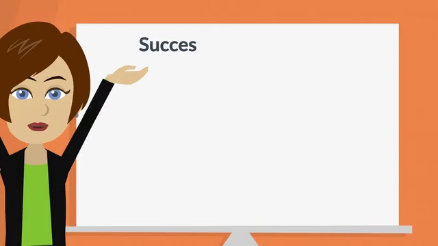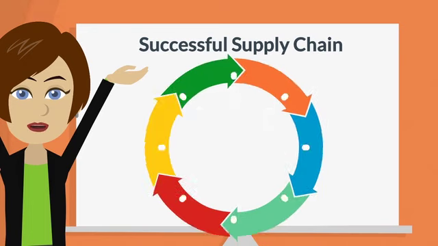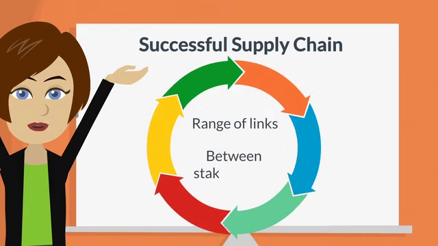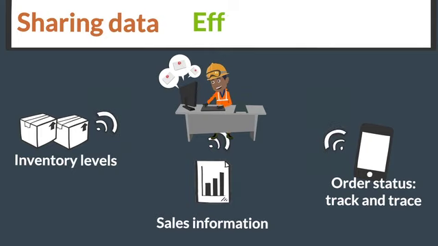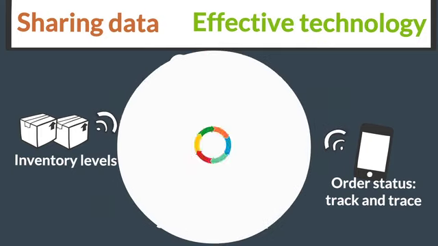So you see, a successful supply chain is made up of a complex range of links between layers of stakeholders. And without sharing data and using effective technology, these links will be difficult to maintain and grow.